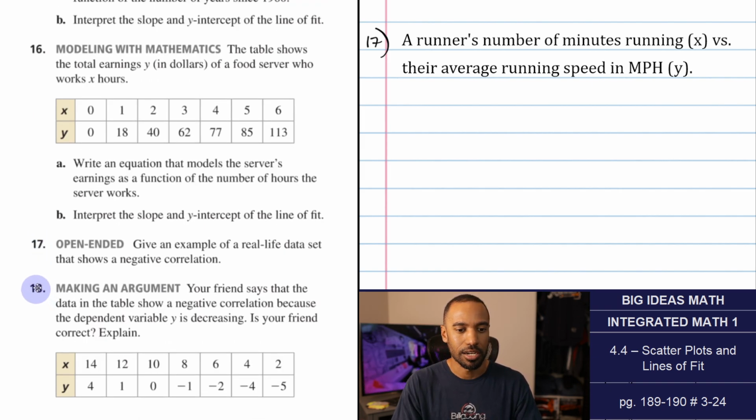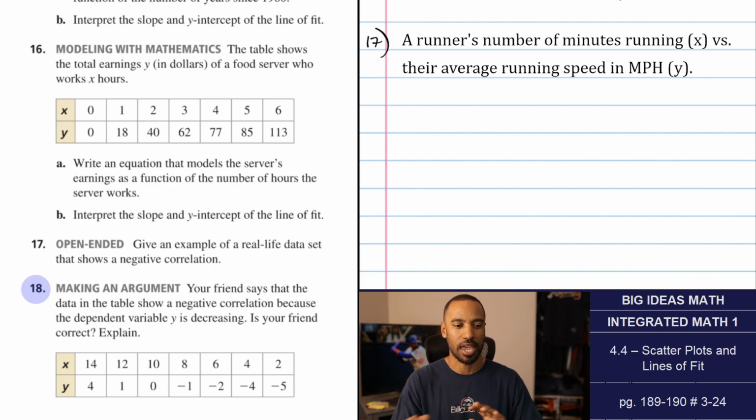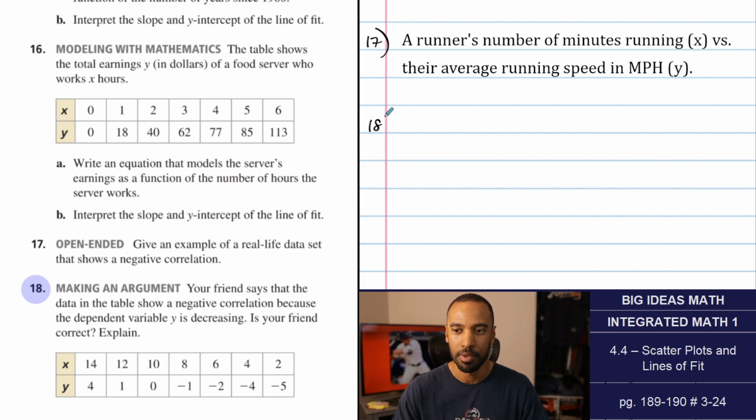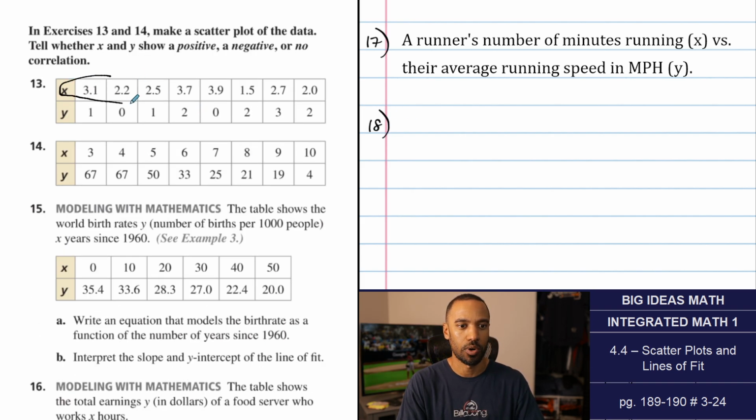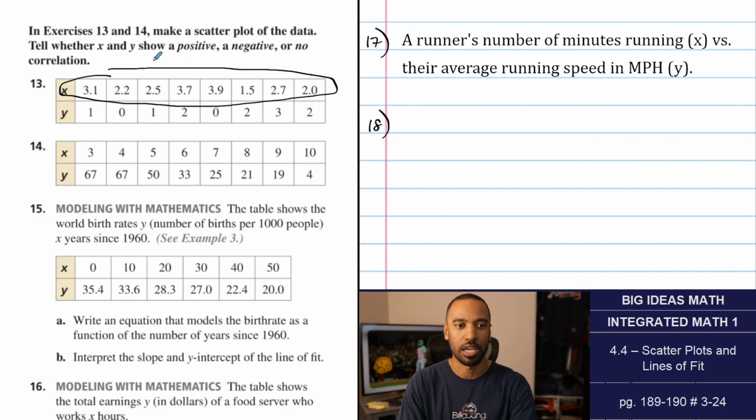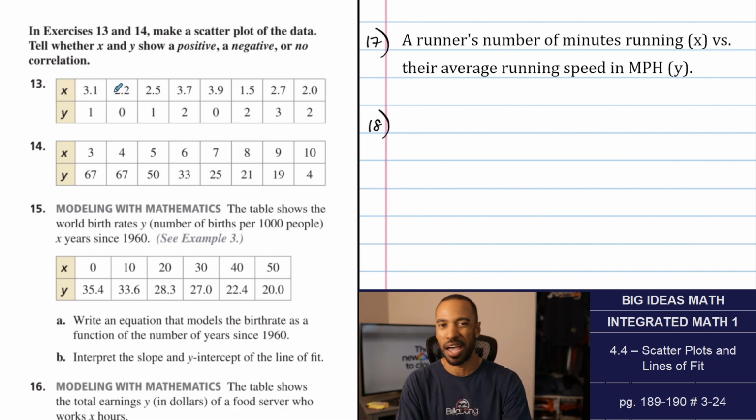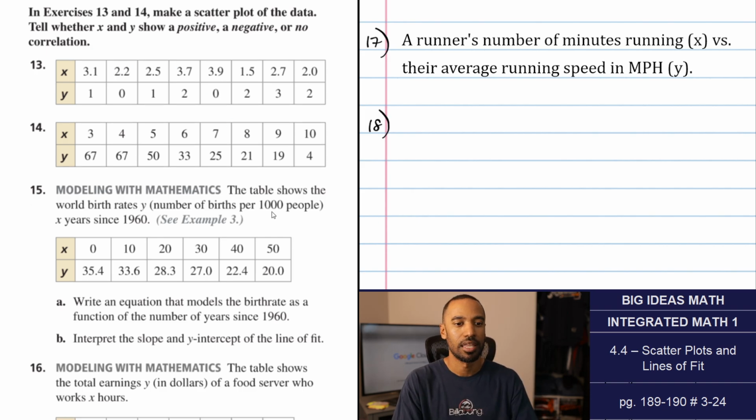Number 18, making an argument. Your friend says the data in the table show a negative correlation because the dependent y variable is decreasing. Is your friend correct? Explain. Well, I'm not going to plot these on a graph just because of scale and all that stuff. It's going to take a little bit of time. But remember what I stated that one time on this very first one? The x's weren't in order. And if I put them in order, I could probably see that there was no trend in y because it was all some up, some down, things like that.